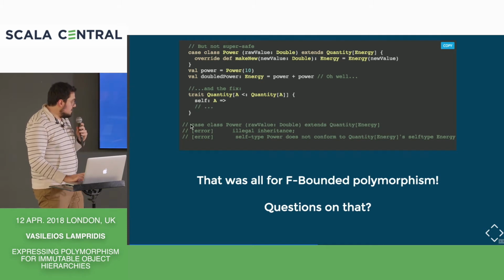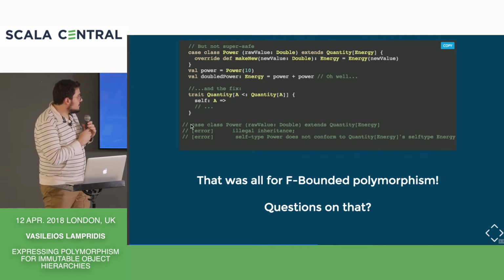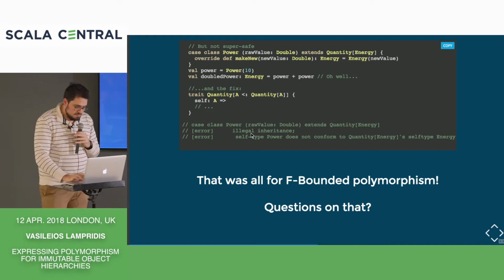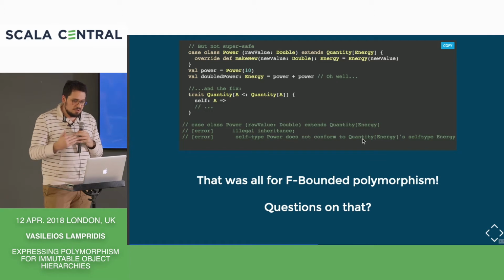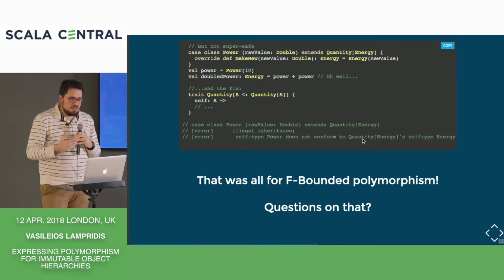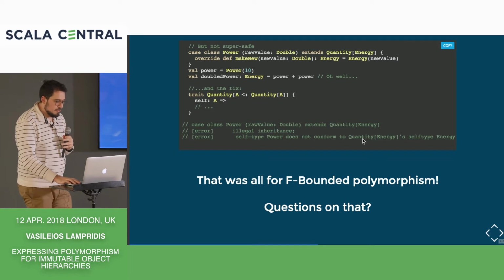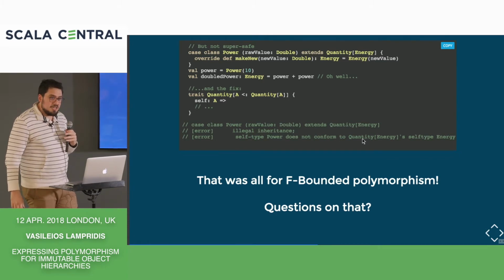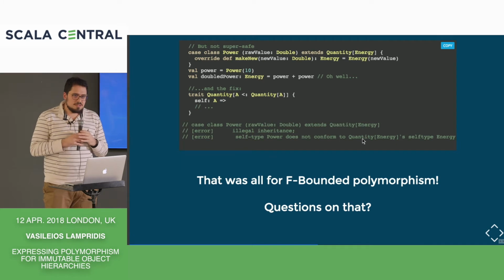You can see now further below what the compiler would say if I tried to mistakenly define the power to be a quantity of energy. It would say that the self-type does not conform to the expected one, essentially. So we now have completely tied the knot: we have all the type information, and it's also quite hard to make a wrong definition. And that is pretty much the story of the first part of the talk, which is F-bounded polymorphism. Any questions on that side before I move on to the next?